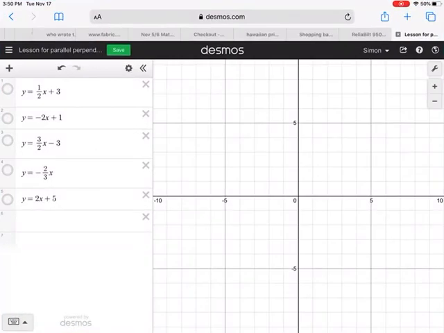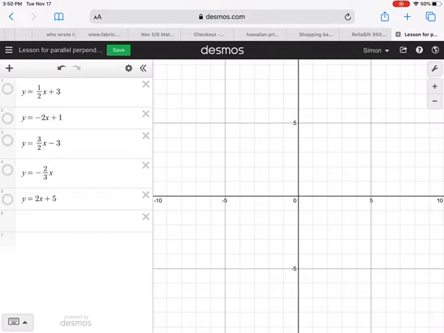Okay, hello everyone. This is a video about parallel and perpendicular lines and how you can tell if things are parallel and perpendicular based on their slope. So first I'm going to show you some stuff in Desmos.